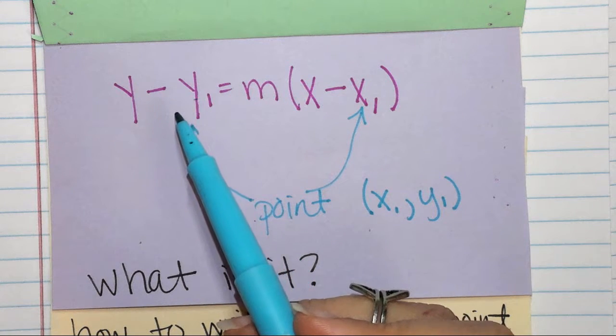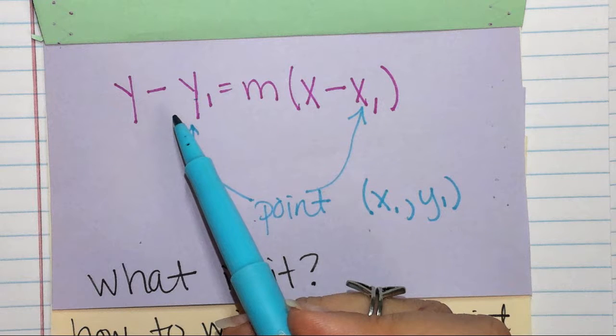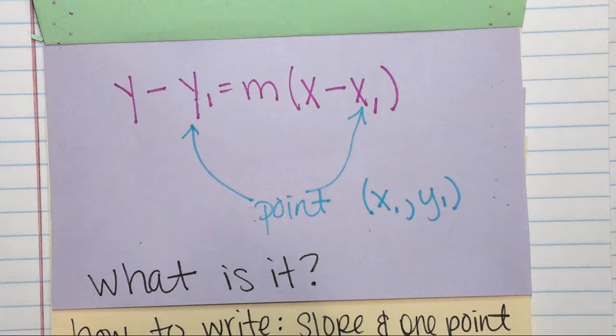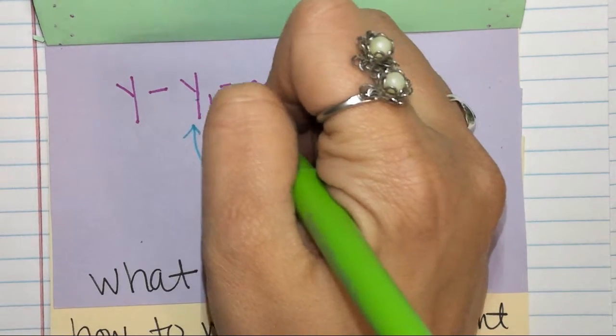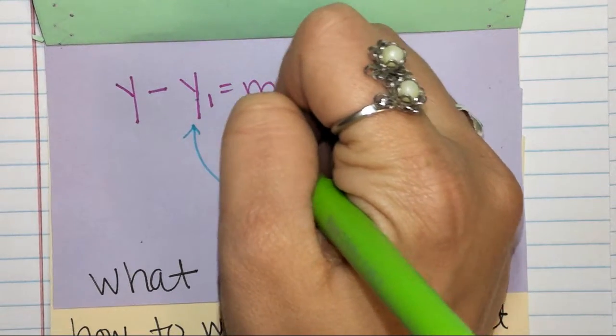Is everybody with me so far? Yes. Okay. Now, x1 and y1 are the points. So what does m stand for? The slope.